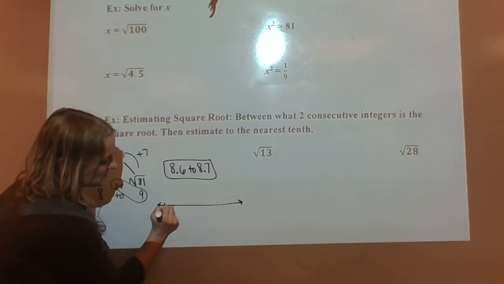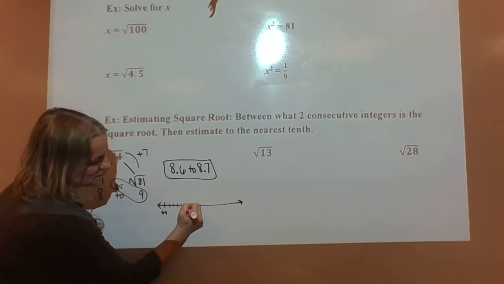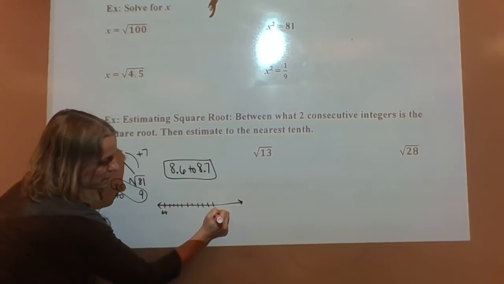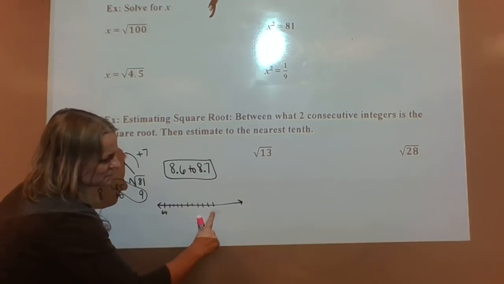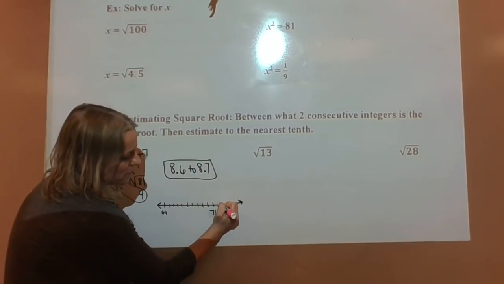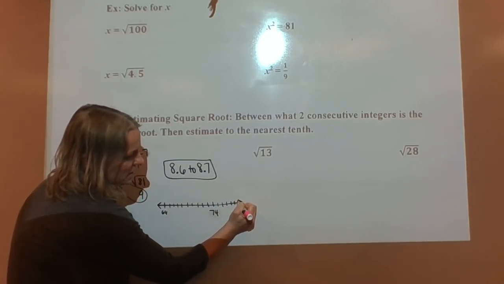Okay, so let's see. If I start with 64, then 65, 66, 67, 68, 69, 70, 71, 72, 73, 74. Okay, so there's the square root of 74. Or I'll just write the 74, I should say. And then we keep going up to 81: 74, 75, 76, 77, 78, 79, 80, 81.